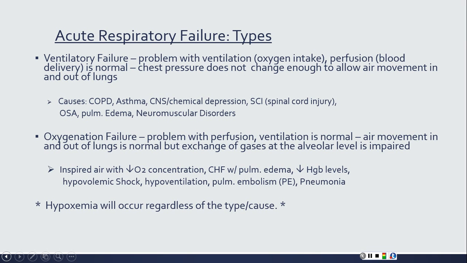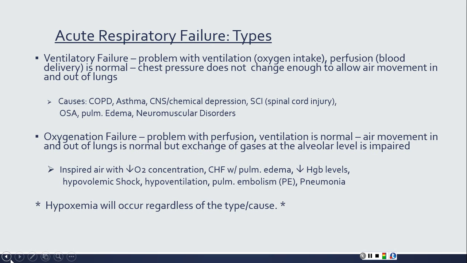The different types of acute respiratory failure. First, we've got ventilatory failure. This is a problem of ventilation. Okay, and ventilation is oxygen intake. So it's a problem of ventilation, not perfusion, which is the blood delivery component, and the chest pressure does not change enough to allow air movement into and out of the lungs.